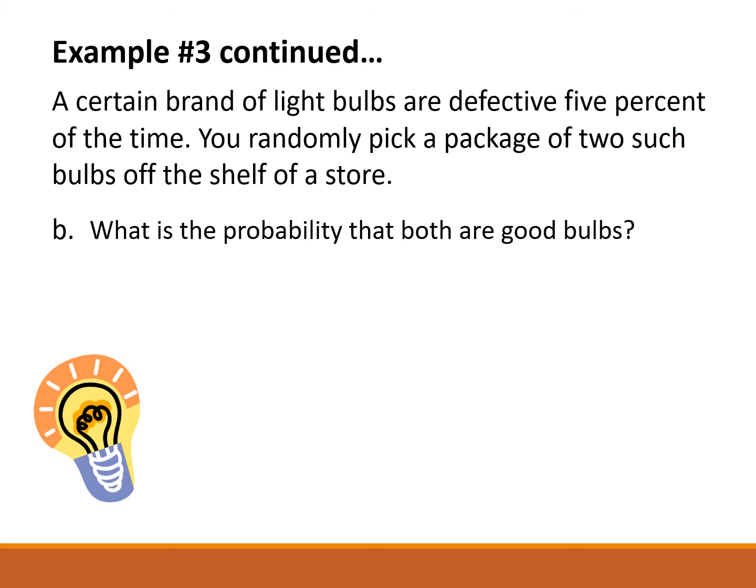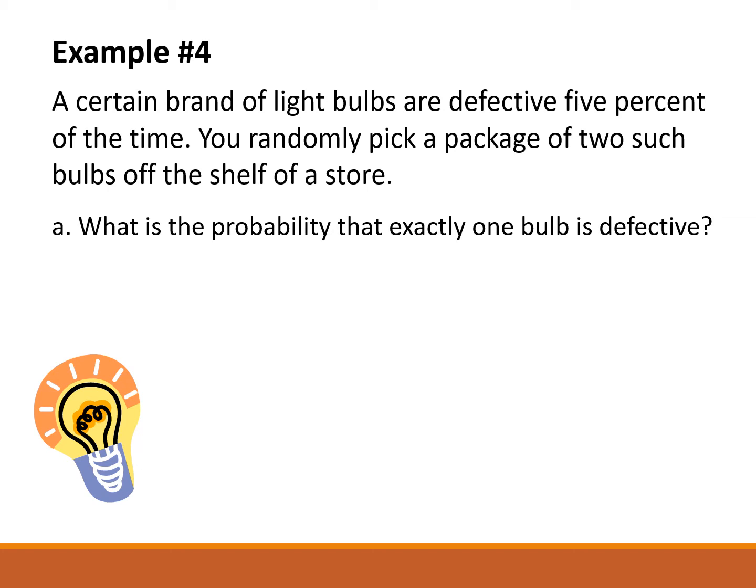So B, it says, what is the probability that both are good bulbs? Well, if 5% of the time it's defective, then the other math would be 95% of the time you have a good bulb. And so you have those yeses and nos. So 5% bad bulb, 95% good bulb. So when you do your math here, the probability of good and good, or 2 good bulbs, is 0.95 times 0.95, because I'm representing my 2 bulbs in the package.